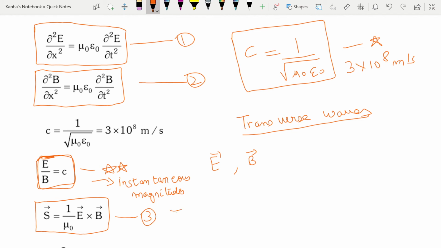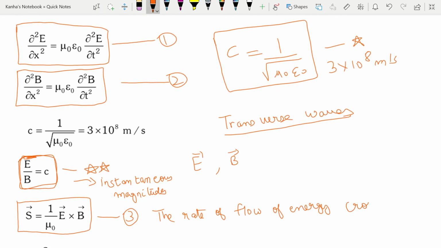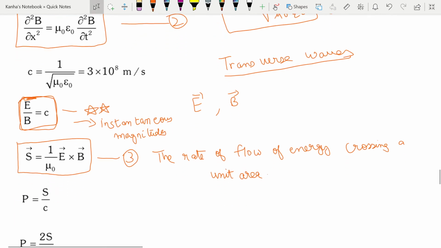It is the rate of flow of energy crossing a unit area. Okay, this will be essential. Now you can define some other quantities as well.